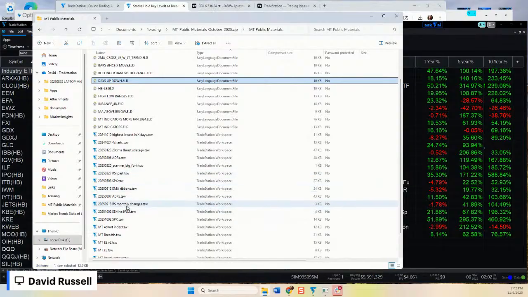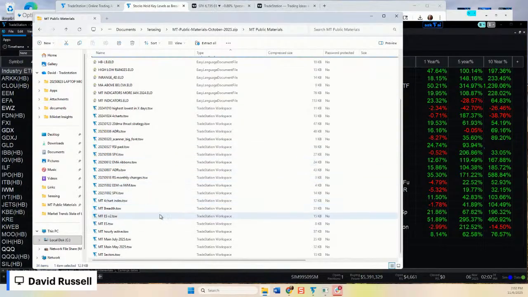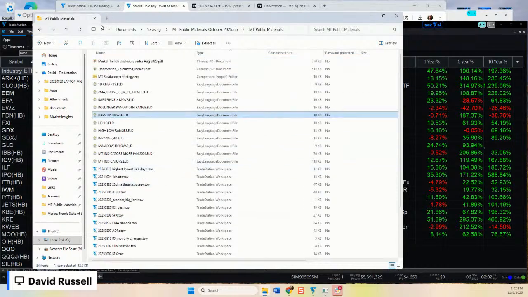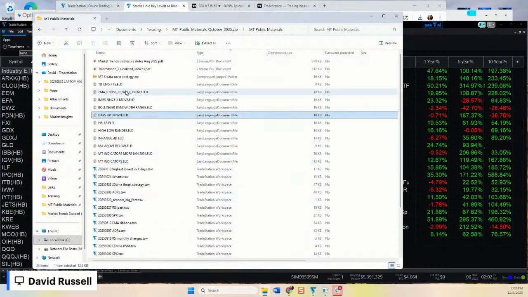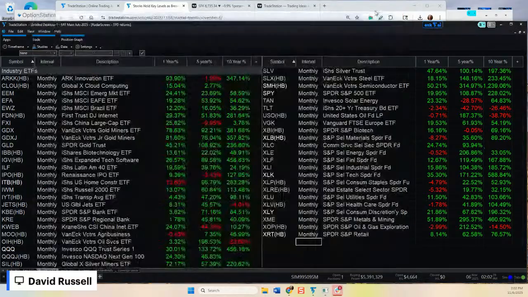We update it a few times a year, depending on what might be happening. That's going to be in here. The other one we're using right now is MT hourly active chart. I'm going to show you that in a second, but I want to remind you that's how it works. The zip file has the ELD files in it, and then it has the workspaces. It also has an old strategy you might want to look at. We did it some time ago, although it doesn't really work anymore. Anyway, those are the initial things I wanted to tell you.